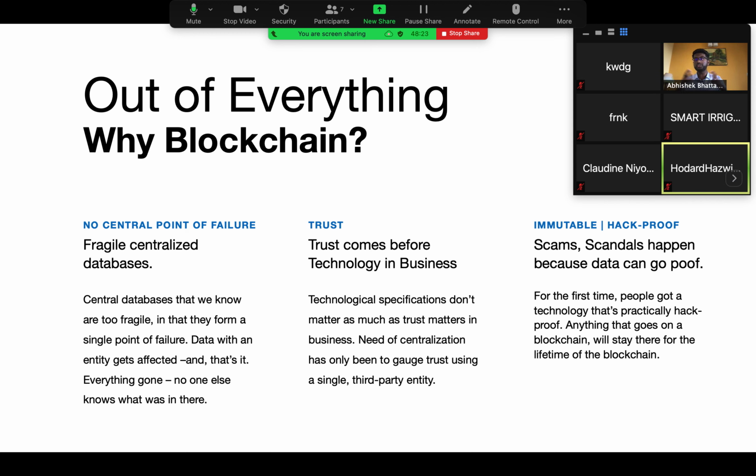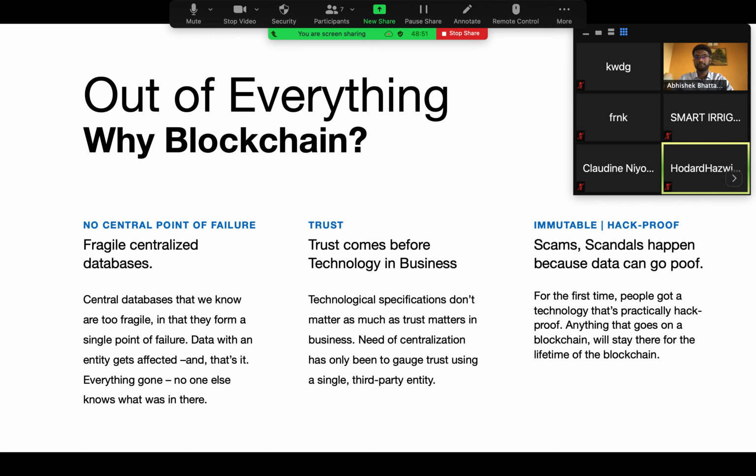Blockchain distributes that failure point to multiple nodes. There are so many nodes that even if one, two or three nodes fail at this moment, there will be ample nodes to take care of the blockchain network and guarantee the uptime that you need from a distributed network. That is one big thing. So there are no fragile databases in question. Blockchain systems are robust for these transactions.